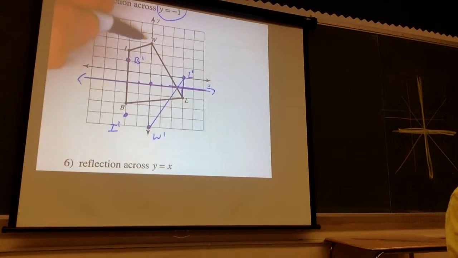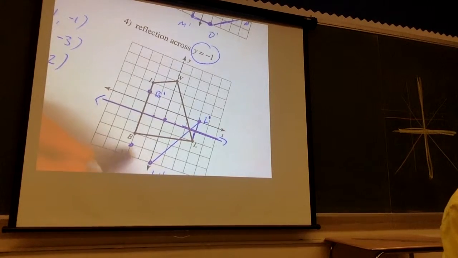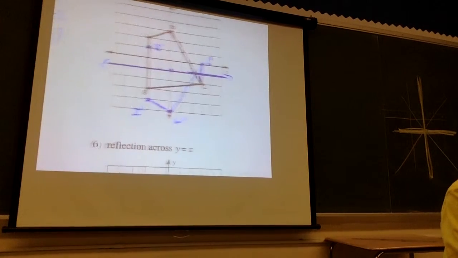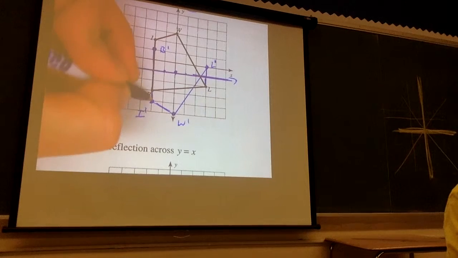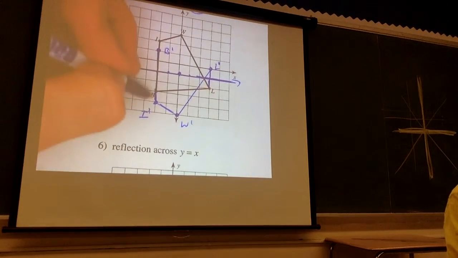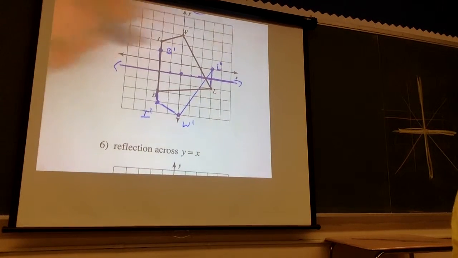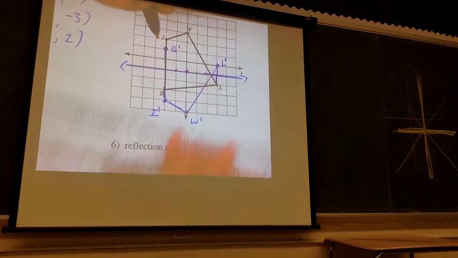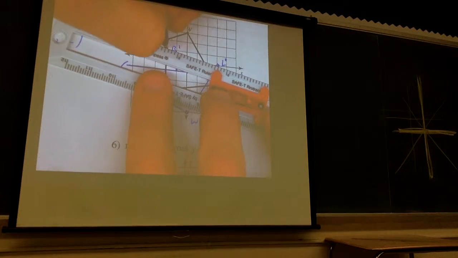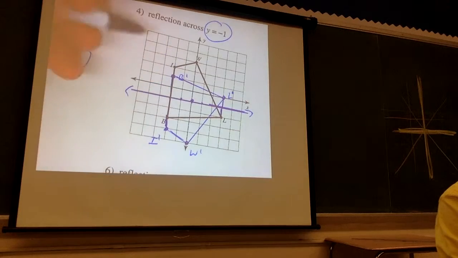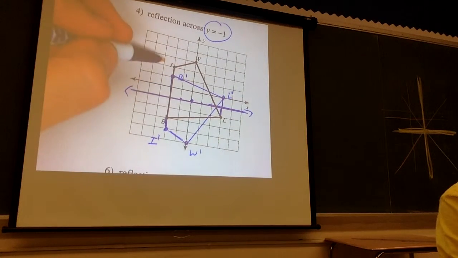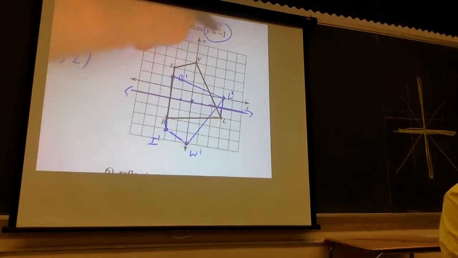Okay, I and W were together, so I prime and W prime will go together. I and B went together, so I prime and B prime will go together. And then finally, B was connected to L in my pre-image, so I'll connect B prime to L prime in my image. All right, this is the reflection of my original image, WIBL, over the line y equals -1.